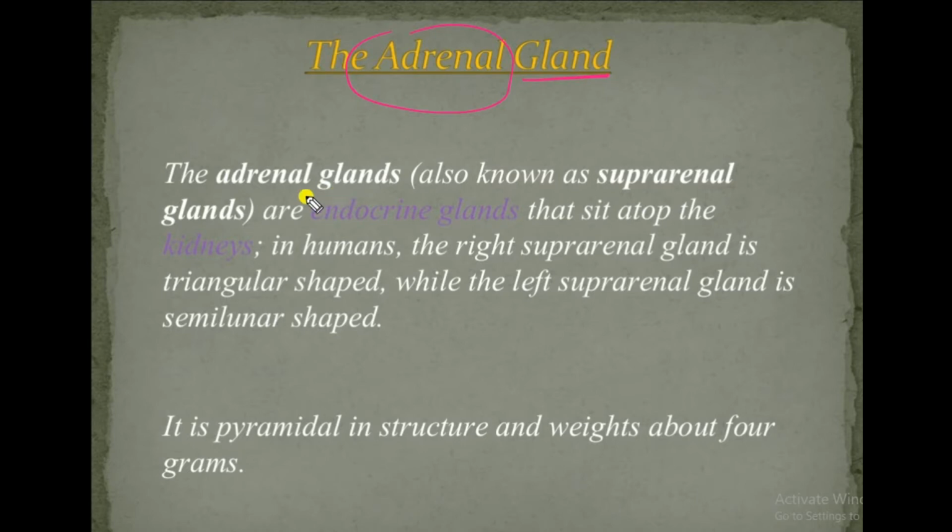In this section, we can talk about the adrenal gland. The adrenal glands, also known as suprarenal glands, are endocrine glands that sit on the top of the kidneys. We can draw the right and left kidneys.